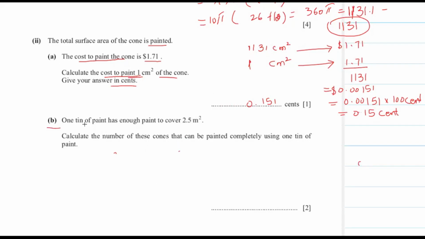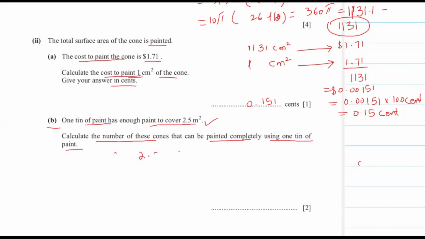Part B, one tin of paint is enough to cover 2.5 meters square. Calculate the number of these cones that can be painted completely using 1 tin of paint. Look here, the area covered by 1 tin of paint is 2.5 meters square.